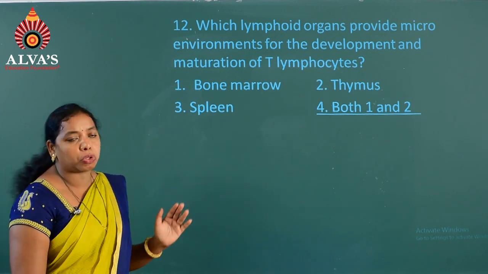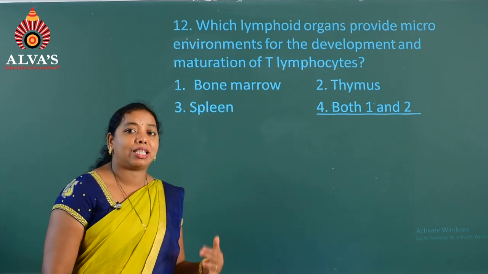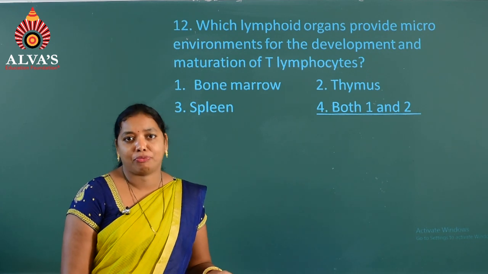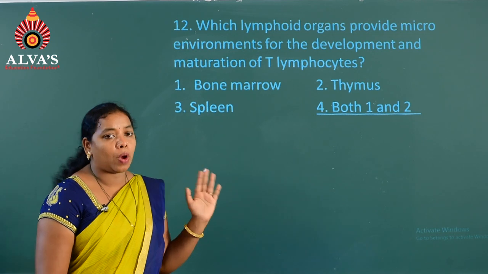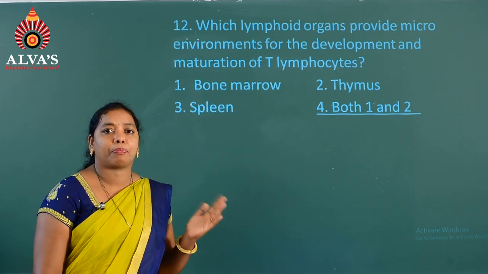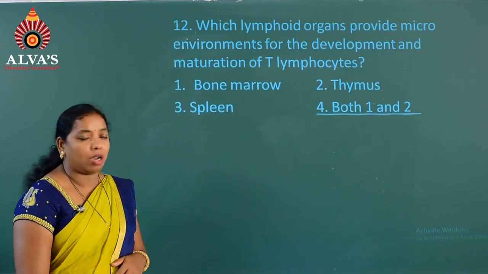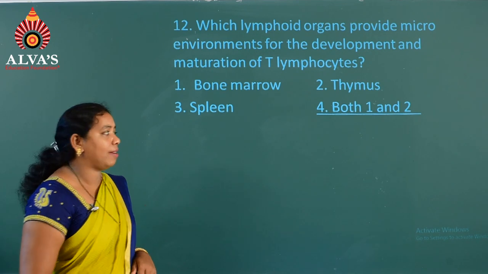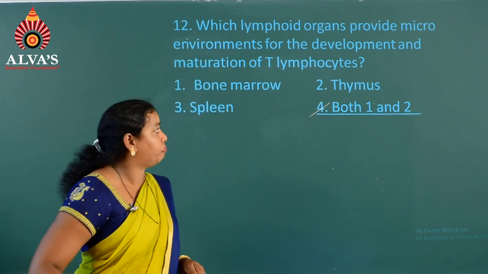Whereas here the question is where there is a proper environment for the development as well as the production of T lymphocytes. So we know that the bone marrow and thymus are the primary lymphoid organs where the production, proliferation, or maturation of T lymphocytes takes place. Hence the correct option for question number 12 is the fourth option.